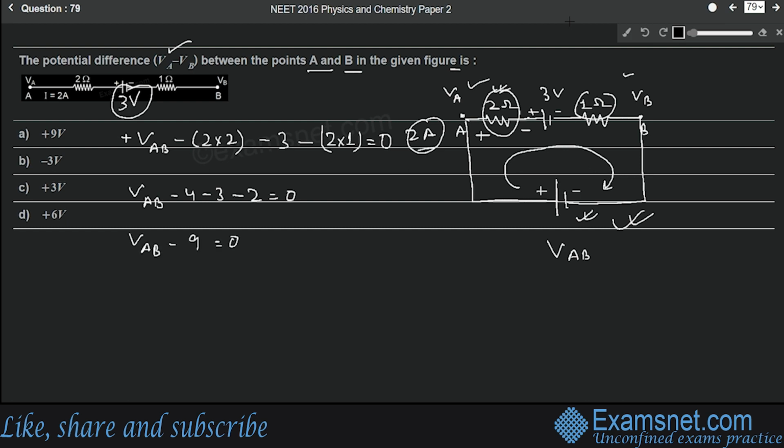We are taking voltage only, right? So VAB is equal to 9 volt. So plus 9 volt will be the correct answer. We don't have a negative sign here. So option A will be the correct answer.